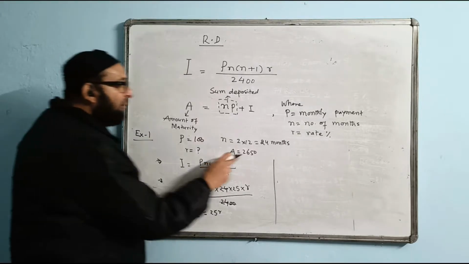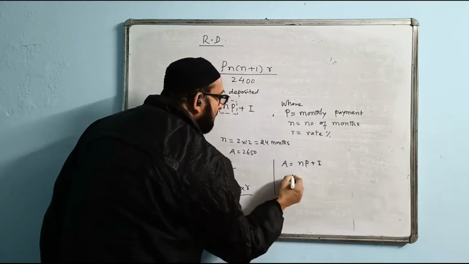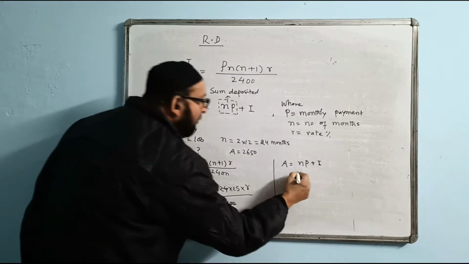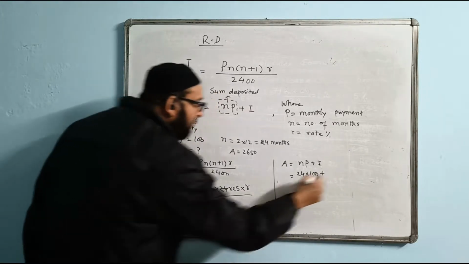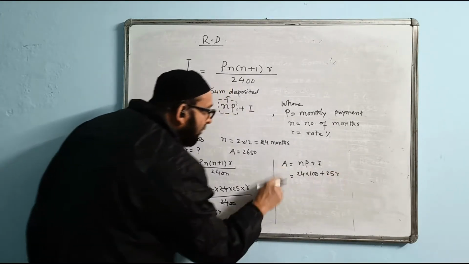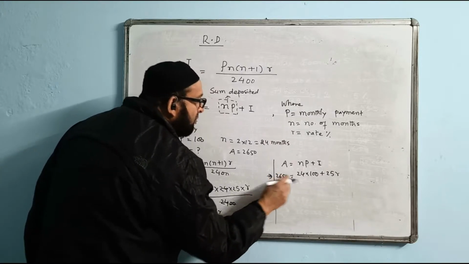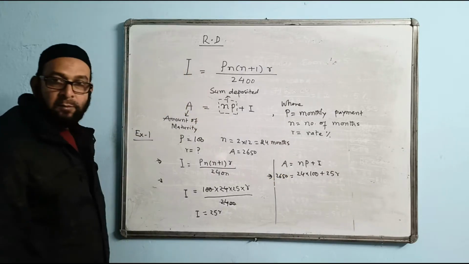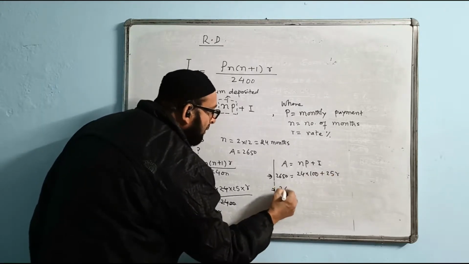Now I will apply A. Formula of A I will use. A formula is NP plus I. N is 24, P is 100 and I value is like 25R and A value put it below. A value is 2650, right? 2650 is equal to this. Now I will calculate the answer and value of R will come out.